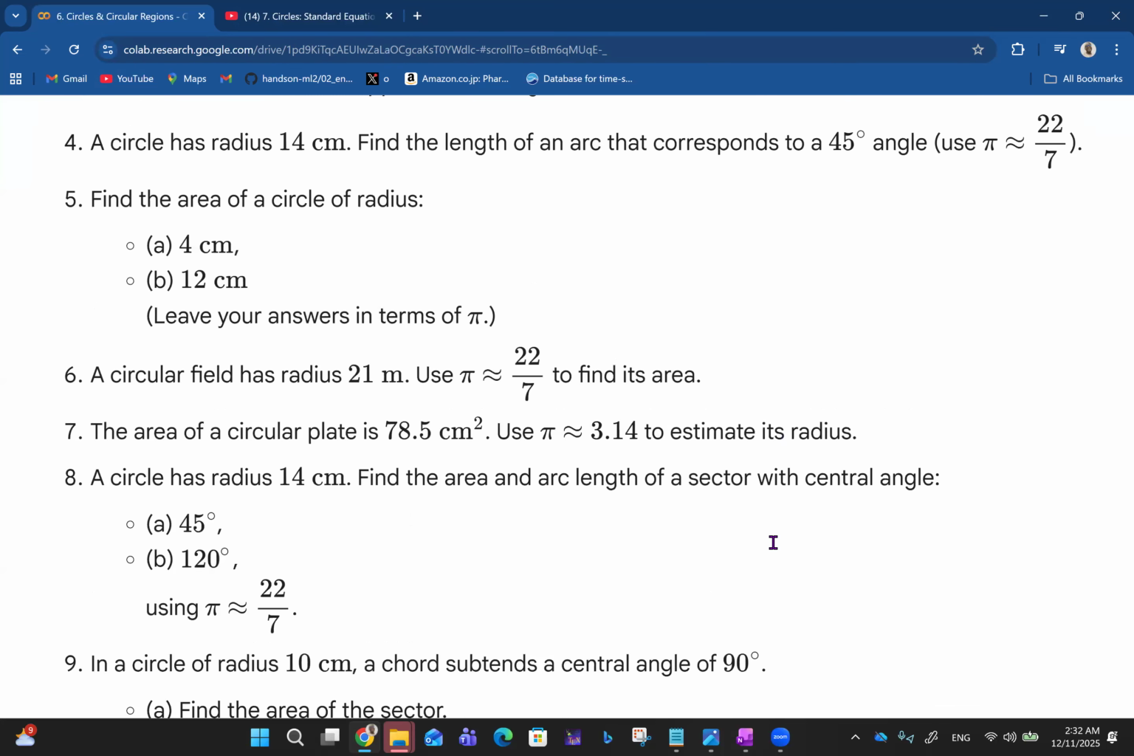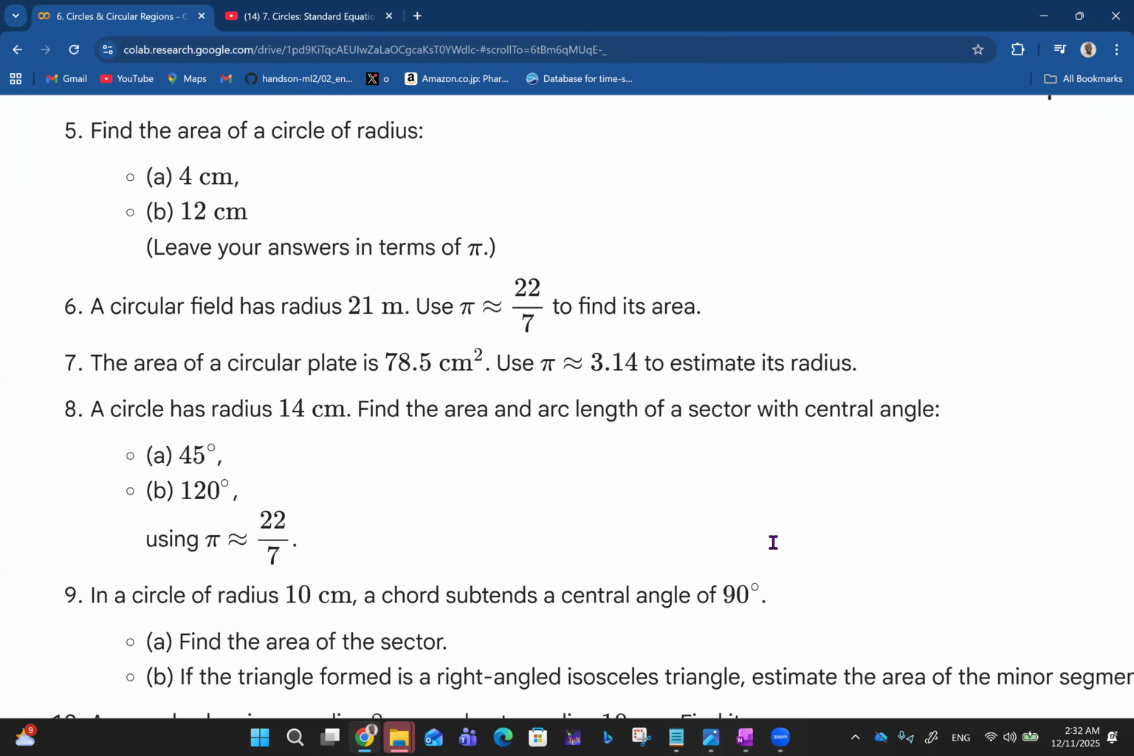Now find the area of a circle of radius 4 cm, then 12 cm. Of course, area is pi r squared. So that's 22 over 7 times 4 times 4. Then 22 over 7 times 12 times 12 for this one. A circular feeder has radius 21 meters. Use pi to be 22 over 7 to find its area. Pi r squared, that's 22 over 7 times 21 times 21. And you go your way.